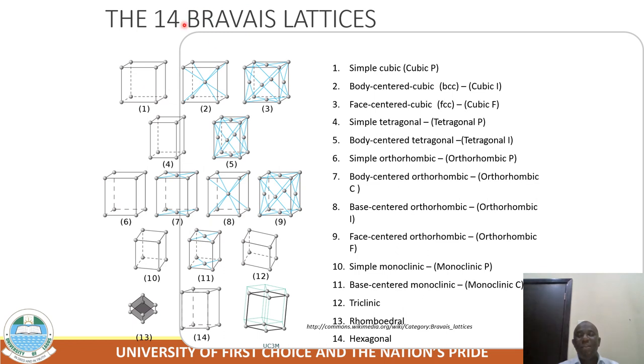These are the 14 Bravais lattices. You have the simple cubic, the body center cubic, the face center cubic, simple tetragonal, body center tetragonal, simple orthorhombic, body center orthorhombic, base center orthorhombic, face center orthorhombic, simple monoclinic, base center monoclinic. We have triclinic, we have rhombohedral, and we have just one hexagonal. So that is how we form the 14 Bravais lattices.